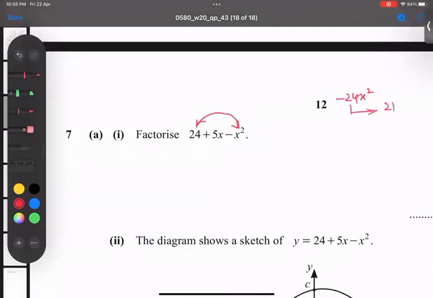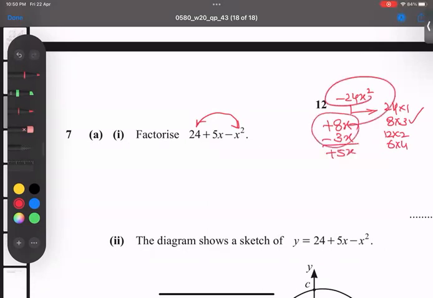How to get 24? 24 into 1 is 24. 8 3s are 24, 12 2s are 24, 6 4s are 24. But I think this is suitable, 8 and 3. So I need a plus 5. So it means plus 8 and minus 3, x and x will give us plus 5x. And if we multiply these two, I must get this answer. And I'm getting plus into minus is minus, 8 3s are 24, matches.